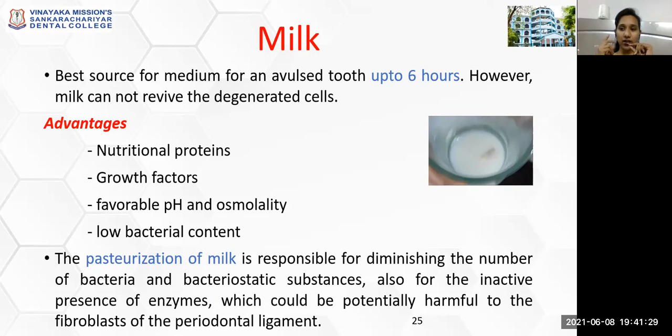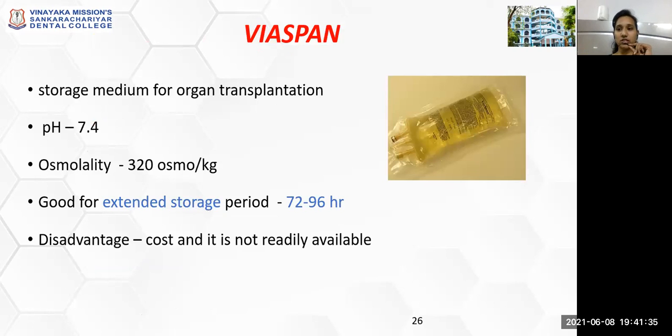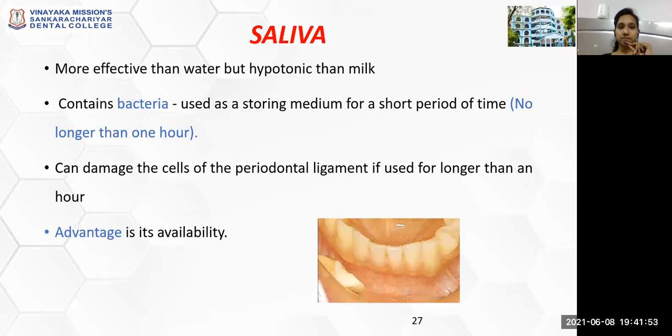So we have HBSS and milk considered as physiological storage media. Anything other than these two is considered as non-physiological medium. Next medium is ViaSpan. You would have seen all this in films where the organs are being commonly transported by using ViaSpan. The pH and the osmolality is very close to the ideal requirements, but the problem is that it's very costly and it is not readily available.